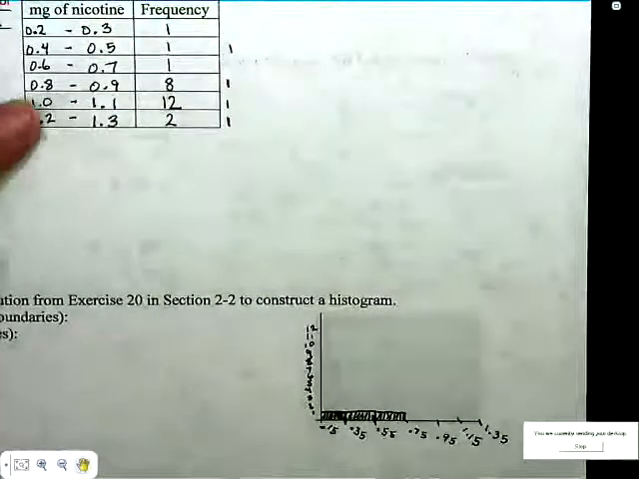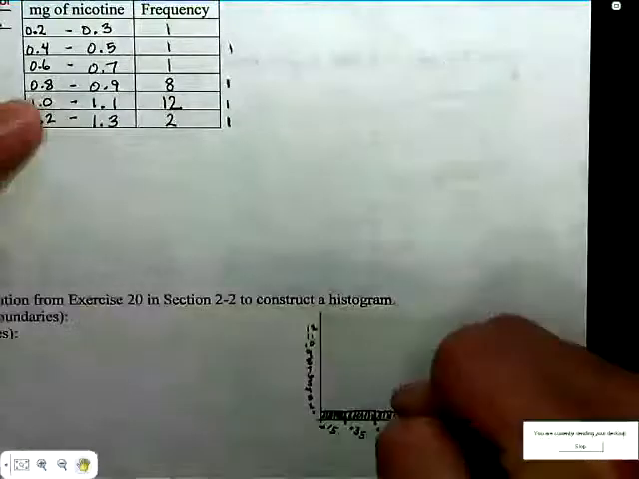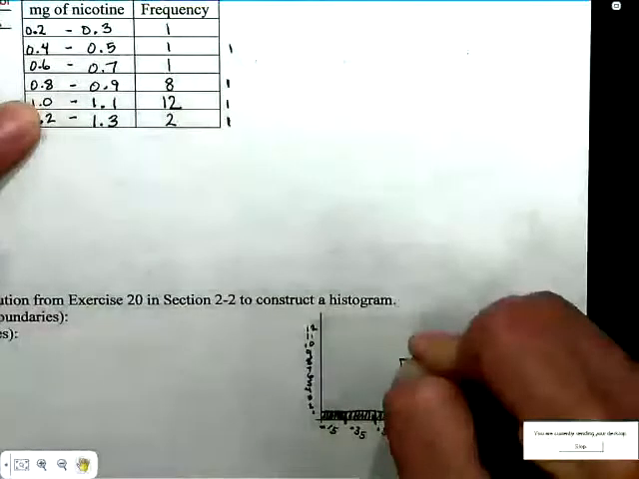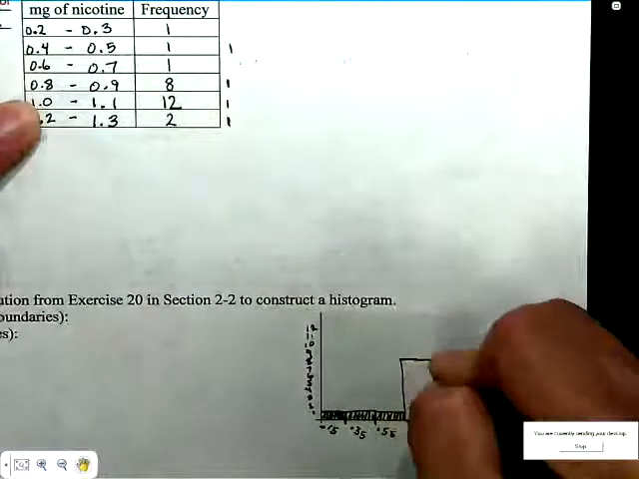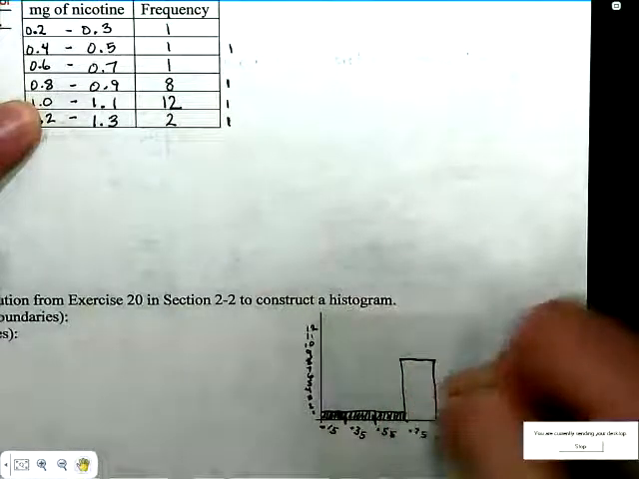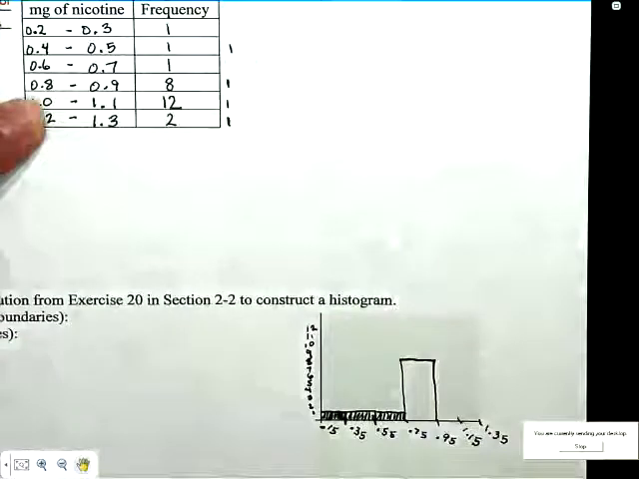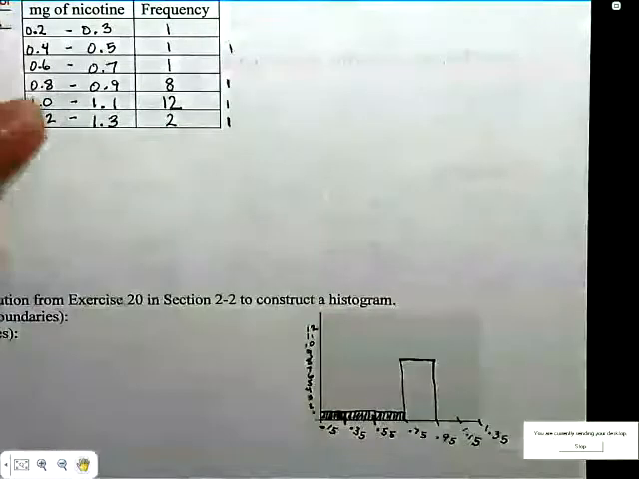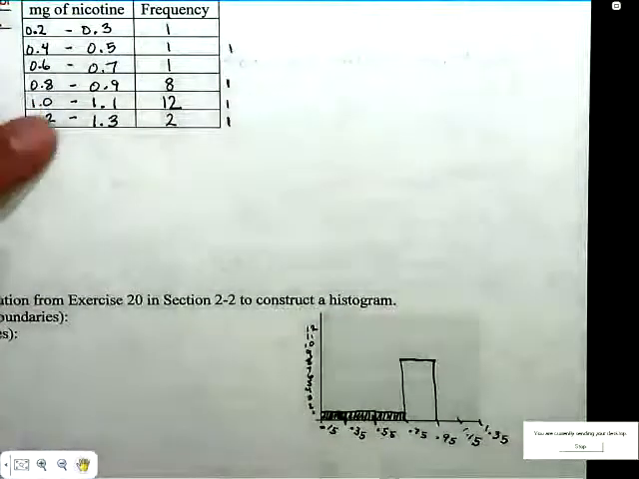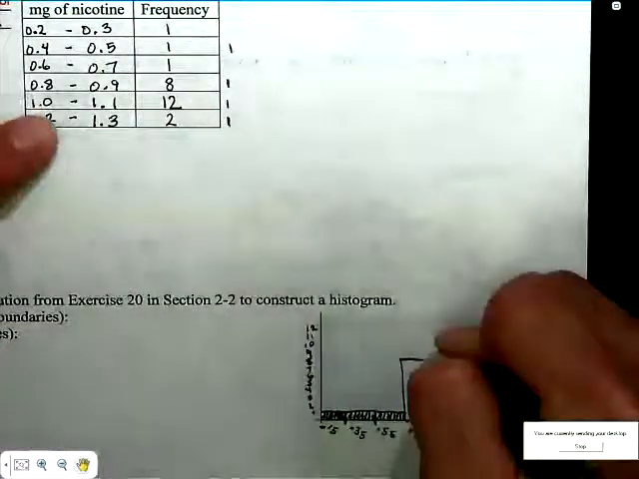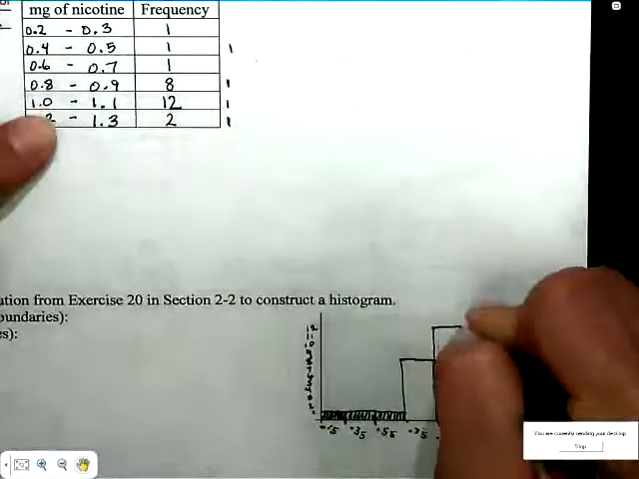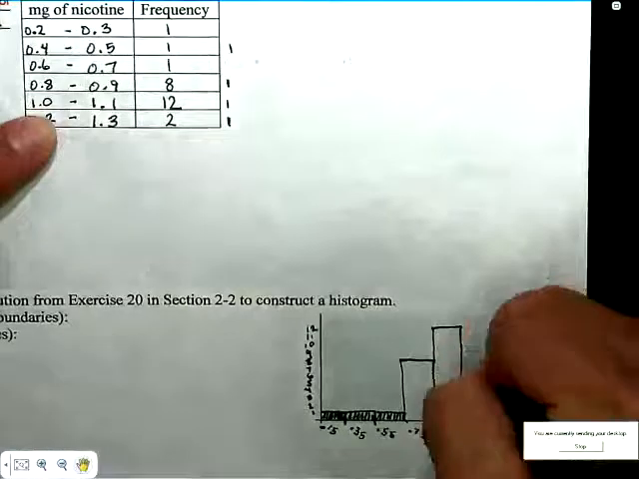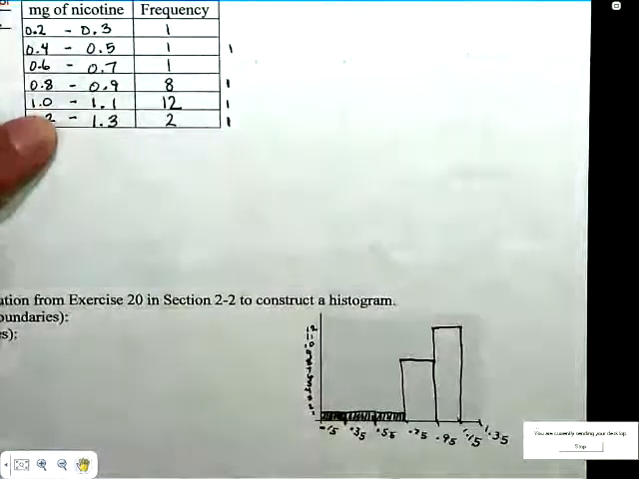The fourth class had a frequency of 8. Its bar is much higher. The next class had a frequency of 12. And the last class had a frequency of 2.